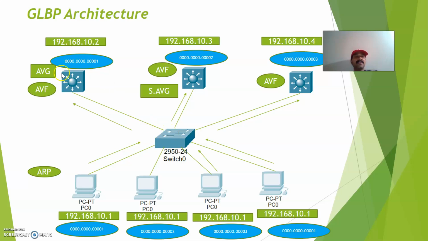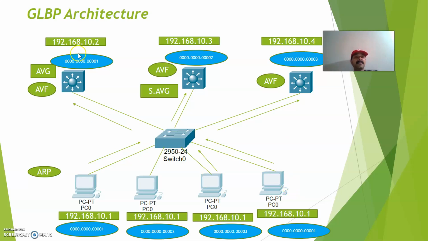Let us see what AVG and AVF are. AVG is the active virtual gateway, which is selected by the router with the highest priority or the highest IP address. Whenever the client sends an ARP request, the AVG will answer it. That is the first function. Second, the AVG assigns the virtual MAC address to the individual client in its ARP reply.